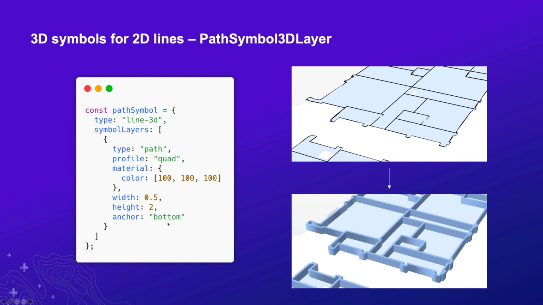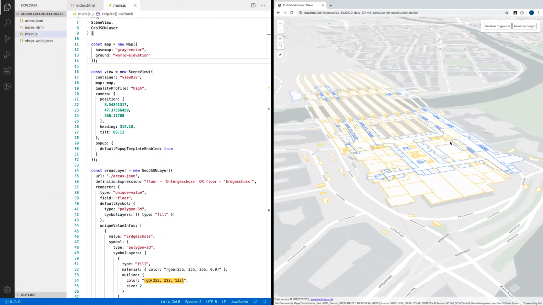Another nice addition that we made to our symbology in 3D are path symbol 3D layers that now support a profile. So before you could only have a pipe symbol, and since 4.12, I think, we also support a profile of quad. And this allows me in this app, for example, to create the walls for the shops. It's an abstract symbol, but I think it's also very intuitive, more intuitive, so to say, in 3D than just having a simple outline.